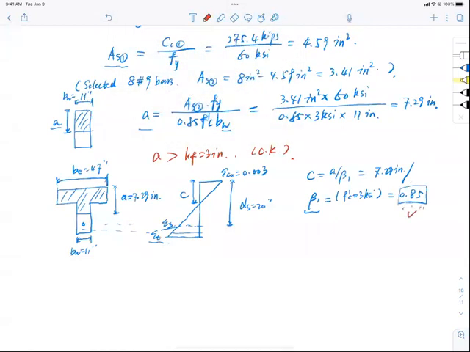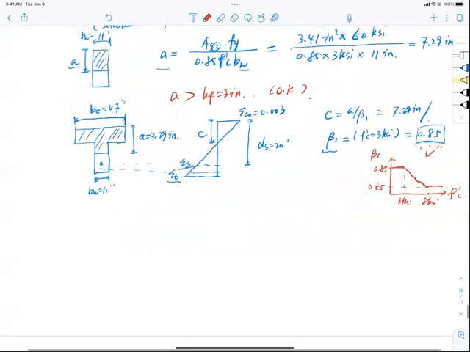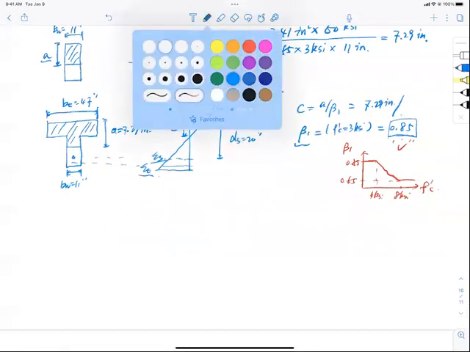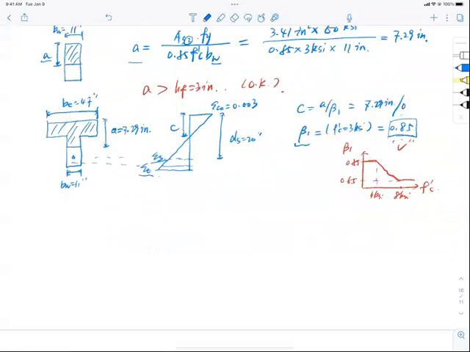Why is that? Because beta 1 at f'c, this is 0.85, as long as it's lower than 4 ksi, and at 8 ksi this becomes 0.65. Okay, so 0.85, correct. All right, good deal. Okay, continue. So now c should equal to this divided by 0.85.